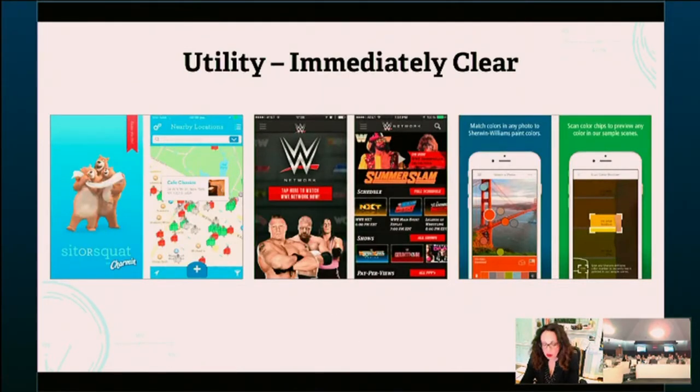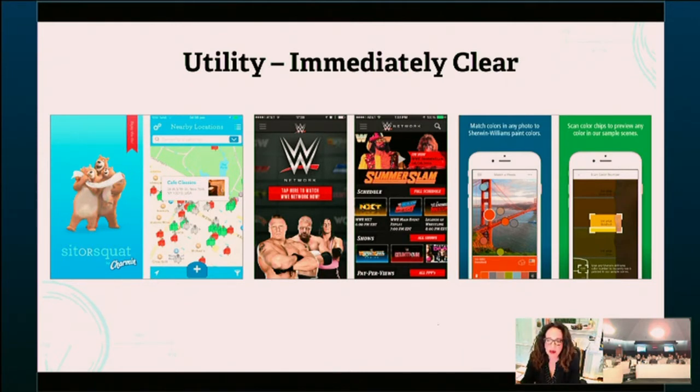There are mobile applications that are capturing attention immediately, and they're doing a good job of it, and that's because their utility is immediately clear. So there's this app called Sit or Squat, which should be pretty self-explanatory. It's immediately clear what the purpose is, why I'm there, and what I can do.